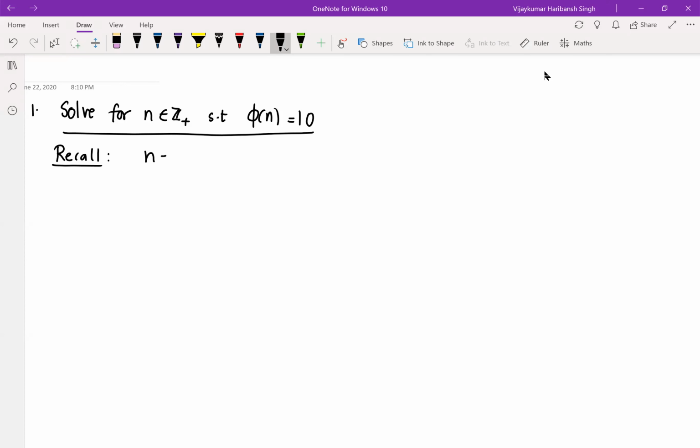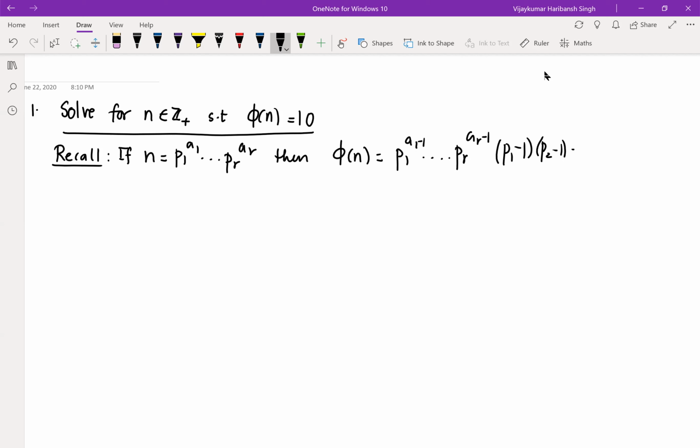If n is p1 to the power a1 times ... times pr to the power ar, then phi of n is p1 to the power a1 minus 1, ..., pr to the power ar minus 1, times p1 minus 1, p2 minus 1, ..., pr minus 1. So this is the definition of the Euler phi function.